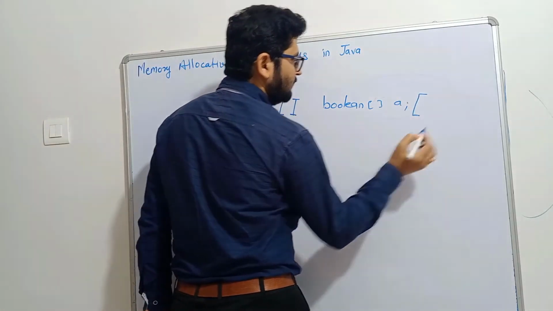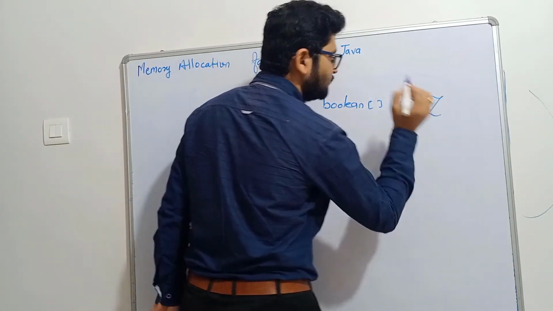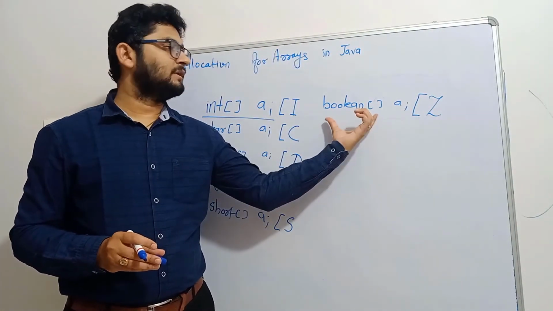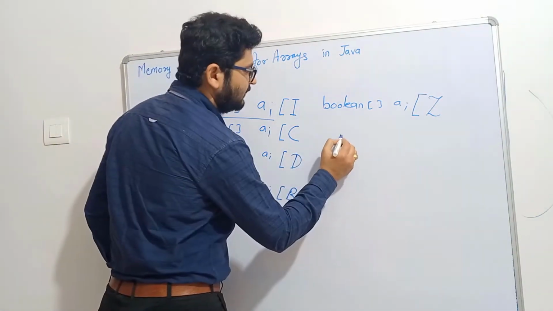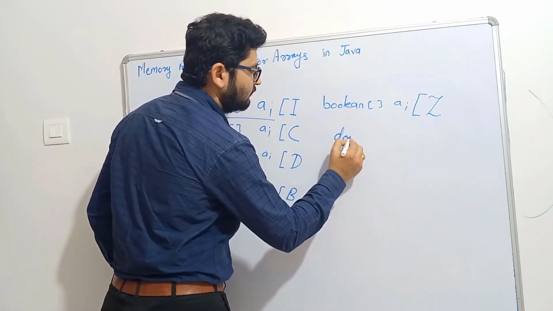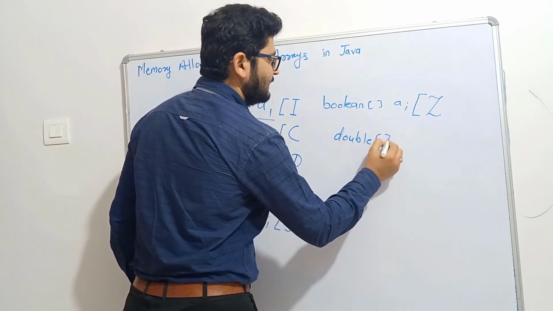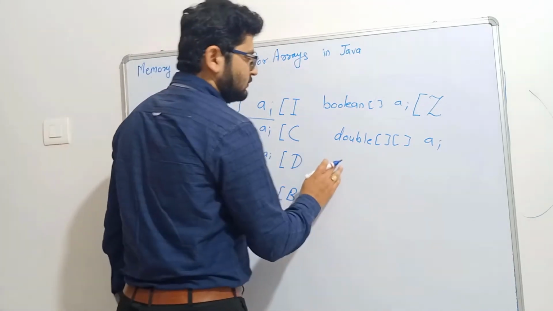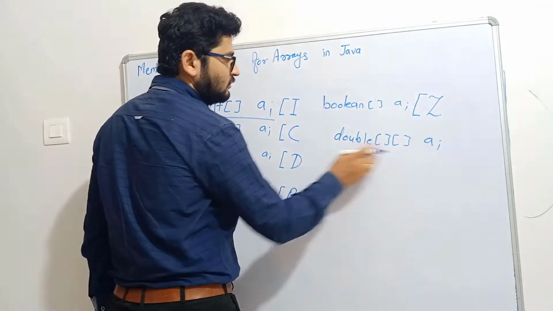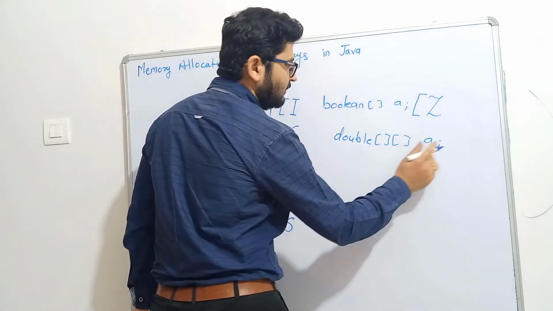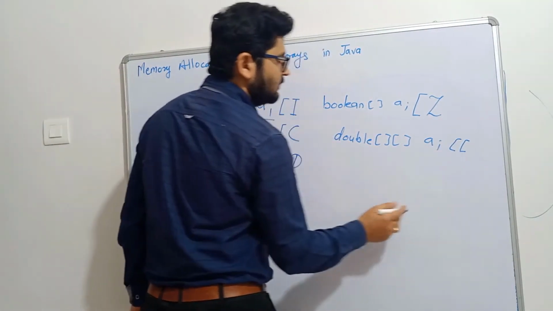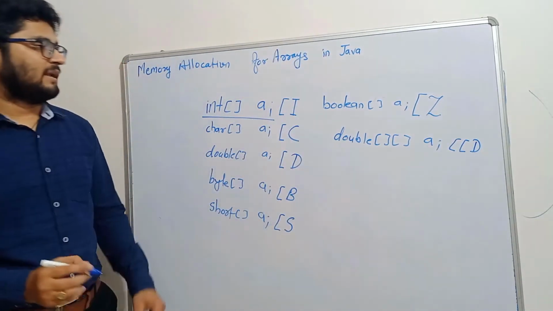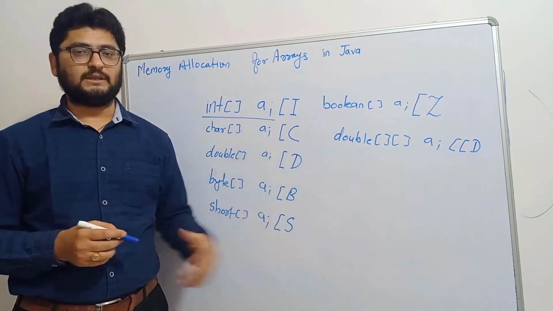So in Java for boolean, Z is used for indicating the data type in case of a one-dimensional array of boolean. Suppose I am having a two-dimensional array of double. So in that case, what would be the class of this A? The class of this A will be two opening square brackets and D. So in this way we can find out the class of any array object.